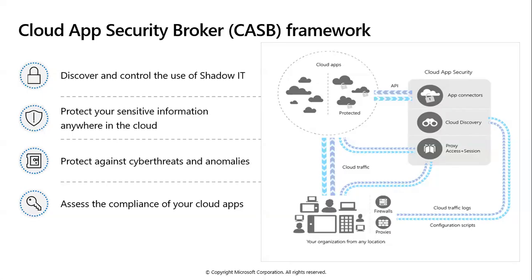Okay. Let me tell you first. In Microsoft Defender for Cloud Apps, we have four elements in the cloud app security broker framework. First one is discover and control the use of shadow IT. Second one is protect your sensitive information anywhere in the cloud. Third one is protect against cyber threats and anomalies, and assess the compliance of your cloud apps. So let us first discuss discover and control the use of shadow IT.